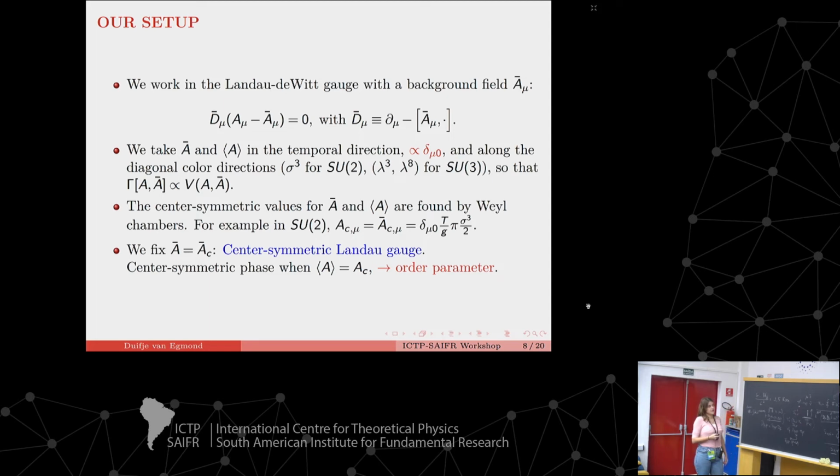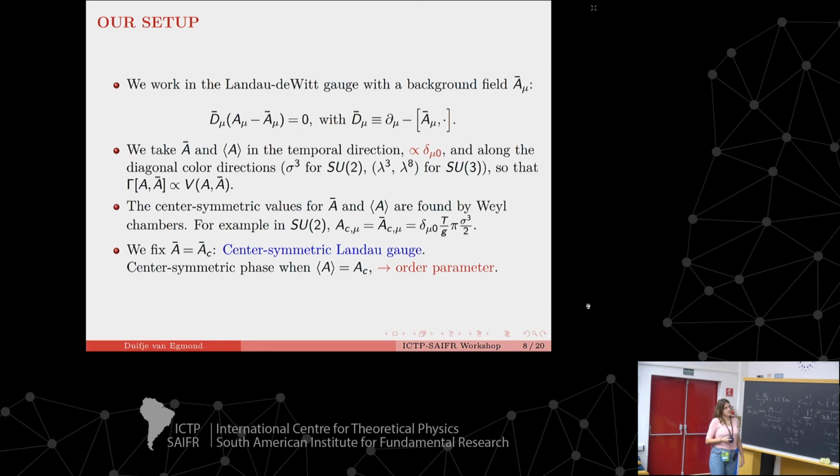Now, the center symmetric values for A bar and A are found by Weyl chambers. For example, in SU2, one finds that this value is given here, with this factor pi given here. In our proposal, we fix A bar to this center symmetric value, and we can now use A really as an order parameter, because when A, or the 1-point function of A, is equal to this value here, we are in the center symmetric phase. If it's not, we are outside the center symmetric phase, in the center broken phase.